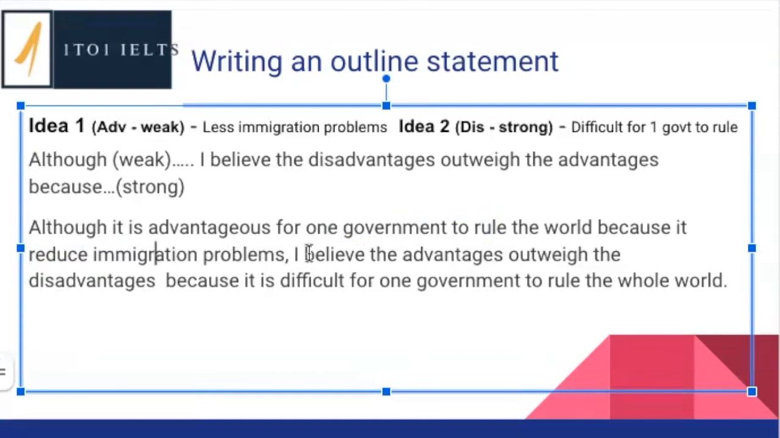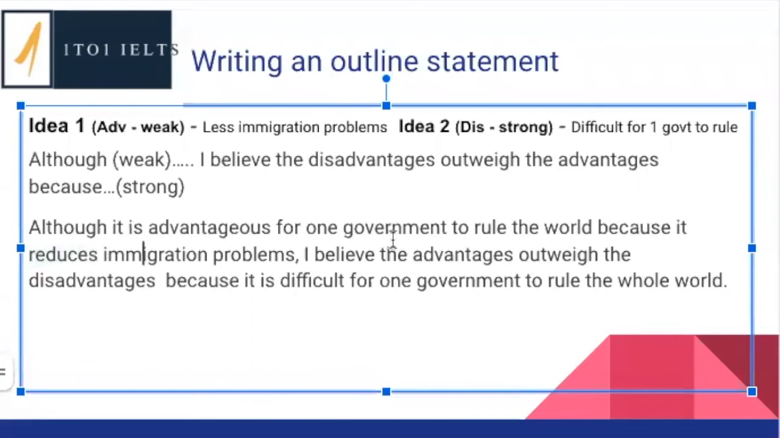Yeah, reduce or decrease is fine, Mary. So both will be fine, but there are times you cannot use reduce. Decrease you can always use. So if you're ever confused, just use decrease all the time. But reduce, just remember you need a subject. But here we have a subject, so we can use reduce. Okay, apart from that, so although it is advantageous for one government to rule the world because it reduces immigration problems, I believe the advantages outweigh the disadvantages because it is difficult for one government to rule the whole world. Excellent. Apart from that, very, very clear. Yeah. It reduces, subject, verb. So this needs to be S. Yeah.